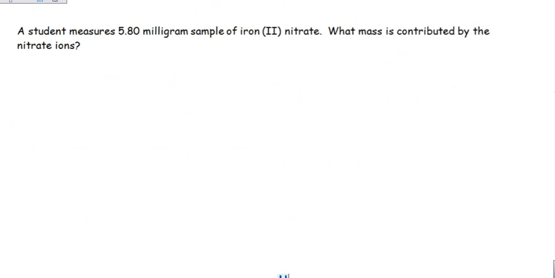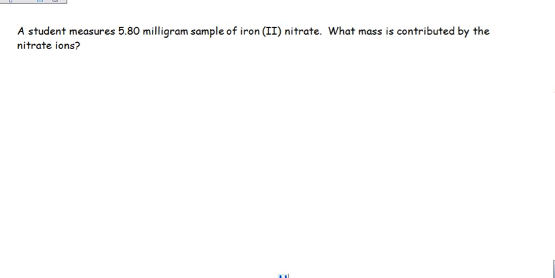So the last one is very similar then. Ooh, somebody measures 5.8 milligrams of iron 2 nitrate. That's a small sample. What mass is contributed by the nitrate ions? So very similar. Of that 5.8 milligram sample, how many milligrams are nitrate?